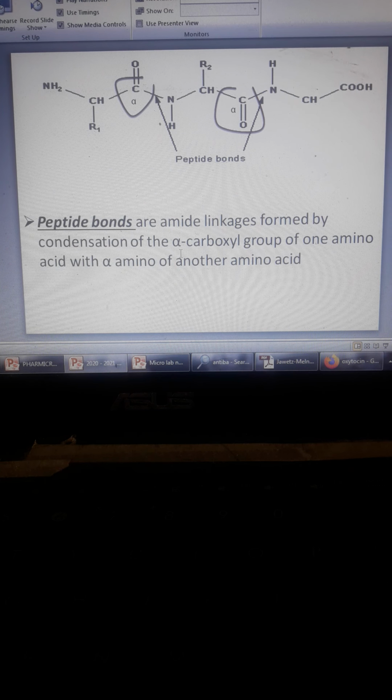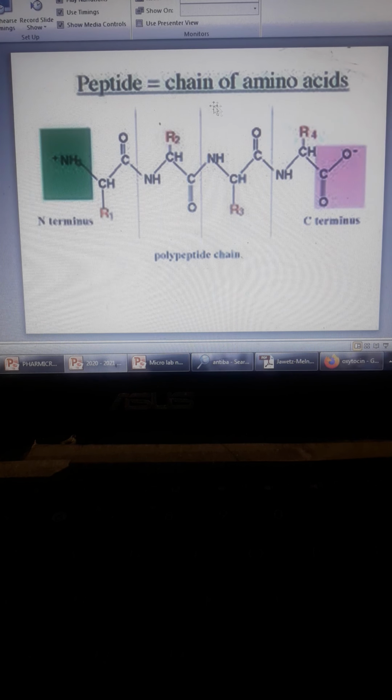Okay? So peptide bonds are amide linkages. Try to see this one. This is the amide. And it is formed by condensation of the alpha carboxyl group of one amino acid with the alpha amino group of another amino acid. Meaning, when you say condensation, there is a bond being formed that joins two amino acids together. Okay, they are being joined together in a condensation process.